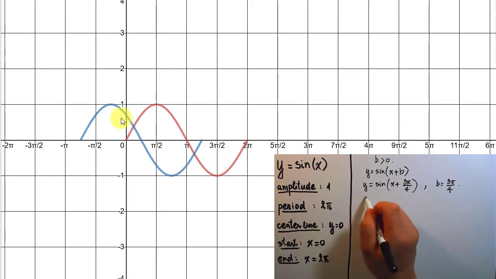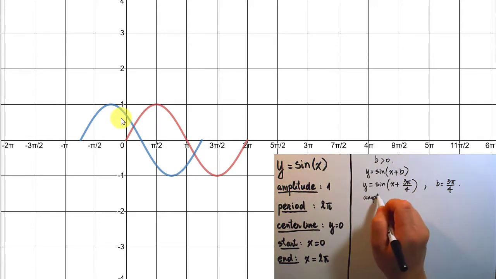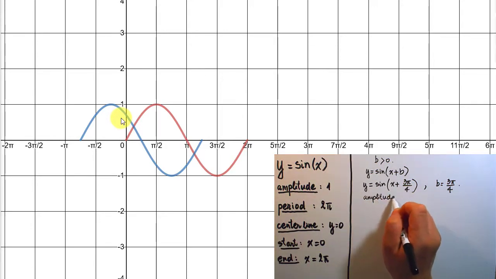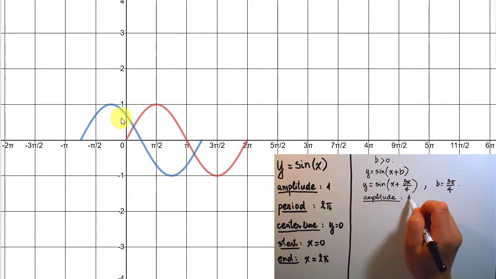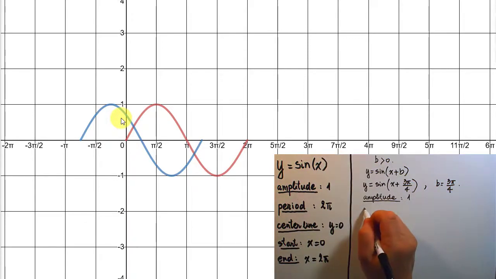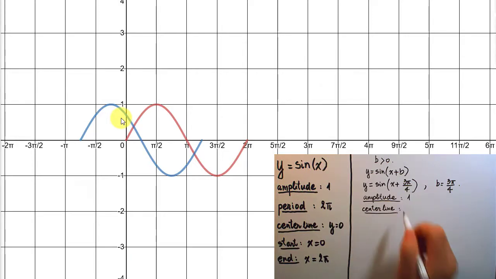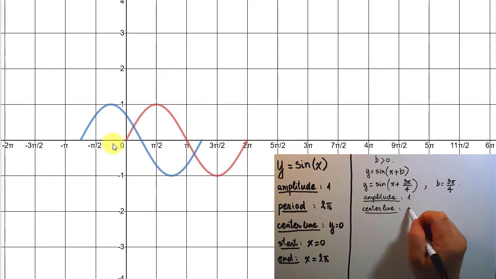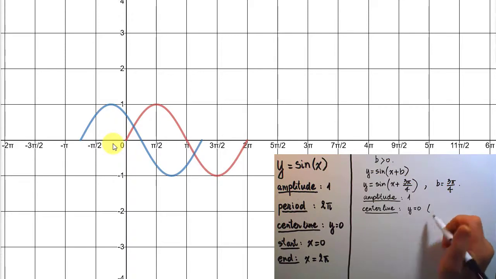So our first thing that we can list down here is the amplitude of this function remains the same as the original sine of x. Our center line, or many textbooks also refer to that as the midline, is here on the x-axis. So the blue graph here has the same center line as the original standard sine of x right here. So center line is y equals 0, or namely the x-axis.